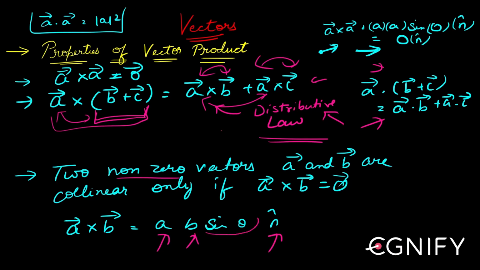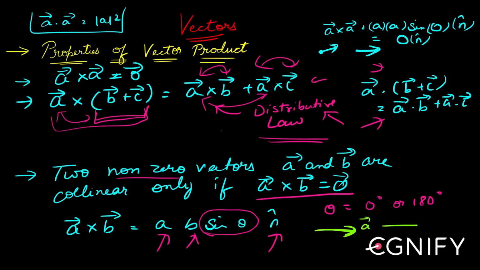What should be 0? Sine theta. Only then your A cross B will be 0. Sine theta is 0 means your theta is 0 degrees or 180 degrees. That means your vectors A bar and B bar are either along the same line, so your A bar is like this and B bar is also like this, then the angle between them is 0, or they are opposite.